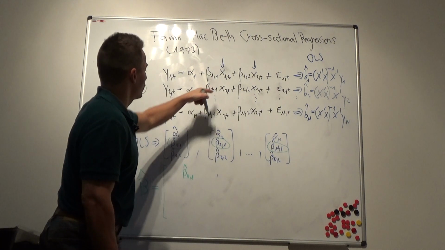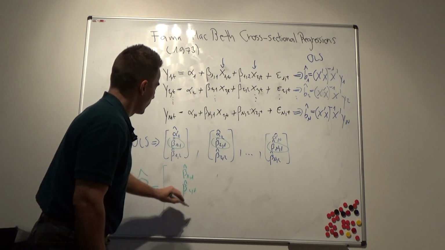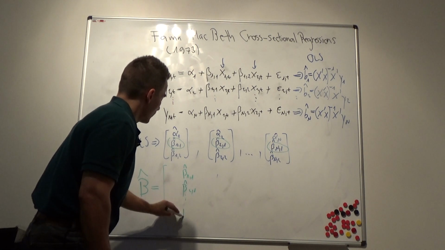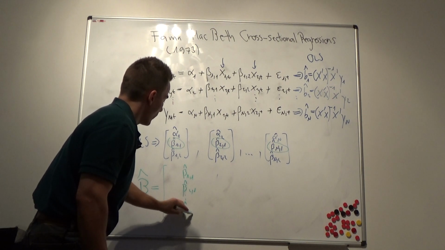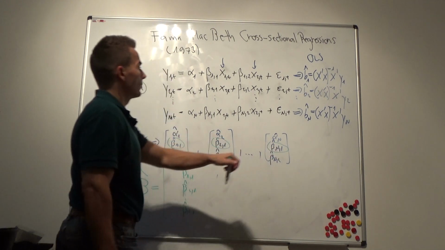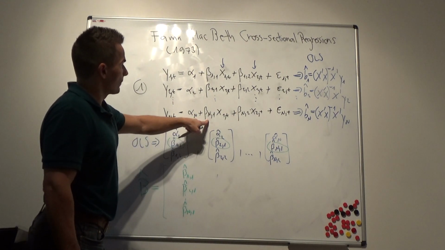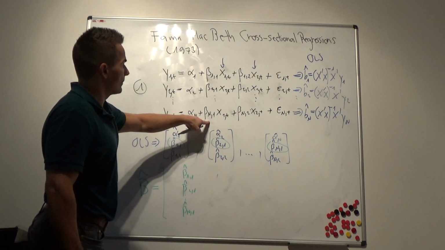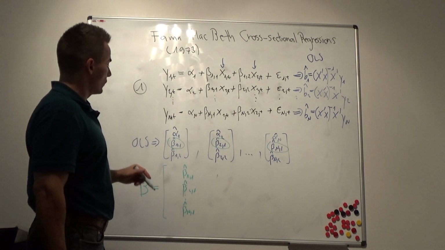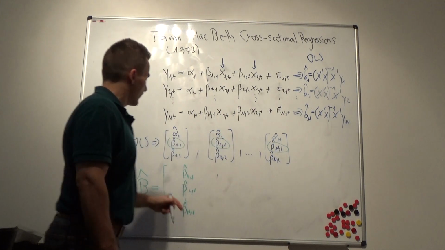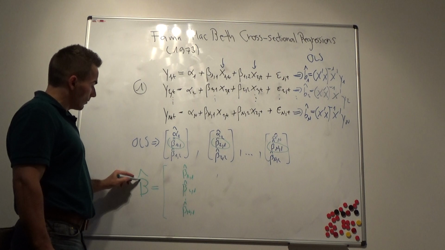This guy here, which is our beta hat 2,1, and so on. And the last element would be then beta hat n1, which is the estimate of the beta against the first risk factor of our nth asset. So we always grab the corresponding element and stack it into a column vector.